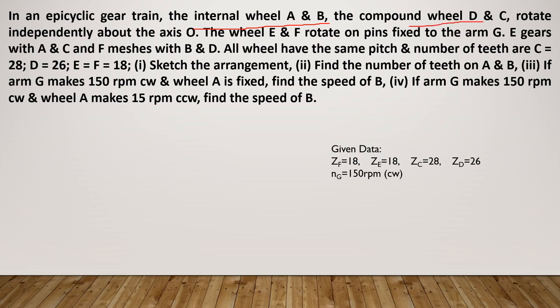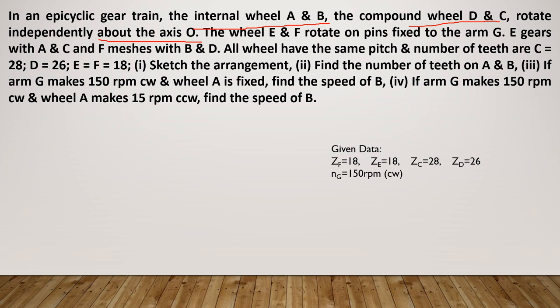What is meant by compound wheel? Instead of gear, they can tell that as wheel also. Same thing. So it is compound gear or compound wheel DC. So this should be on the same shaft and rotate independently about the axis O. So the statement says that there is an internal wheel, there is a compound wheel. So these four gears A, B, C, D are the four gears connected to the same axis, the axis O. So four gears have to be placed on the same axis.